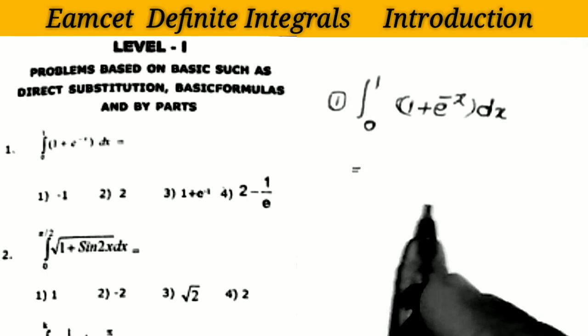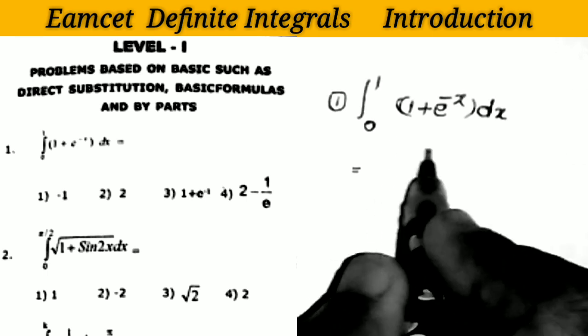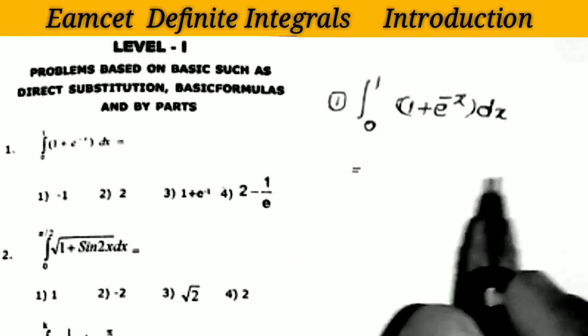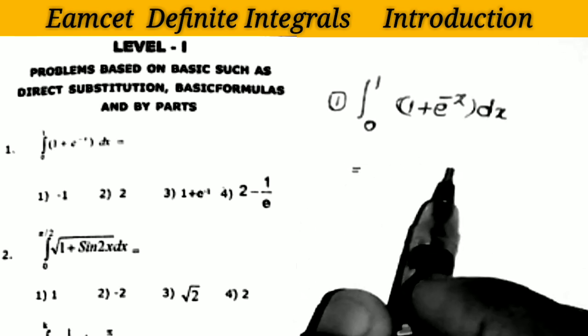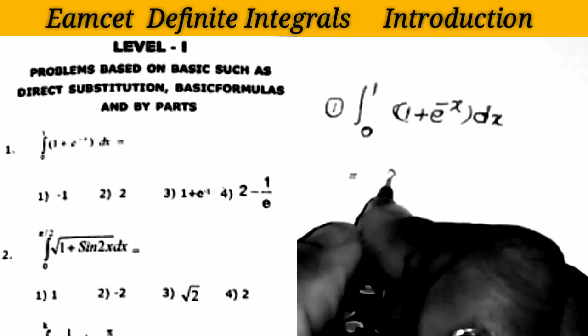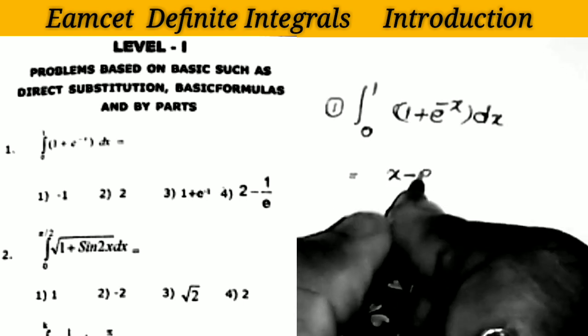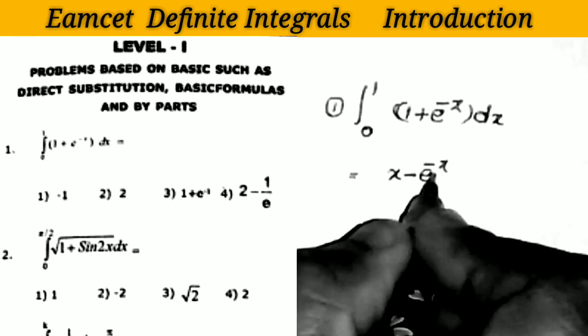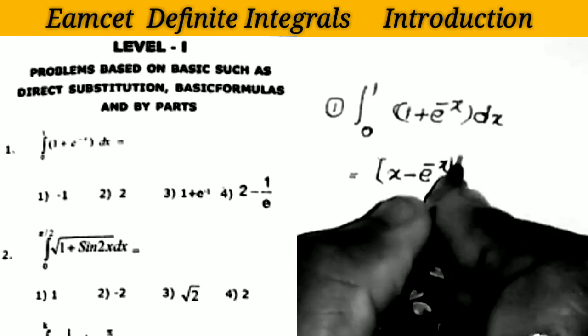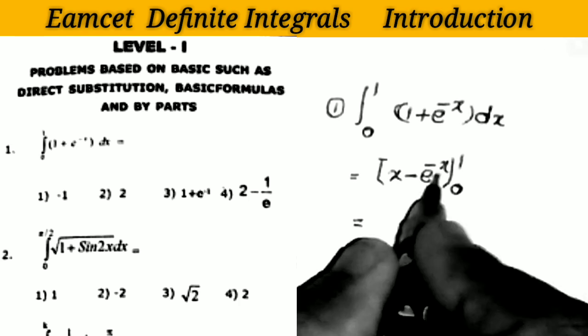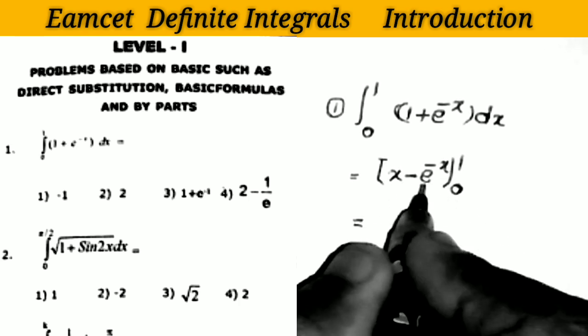So the first question: integral 0 to 1 of (1 plus e power minus x) dx. Very easy, just take the integration and substitute the limit values. What is the integration of 1? x. And what is the integration of e power minus x? e power minus x by minus 1, that is minus e power minus x, within the limits 0 to 1. Now substituting the limit values in this answer.